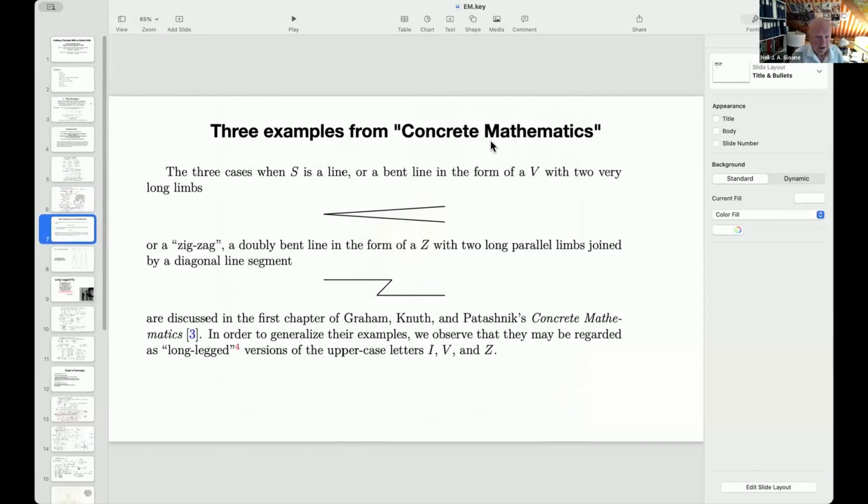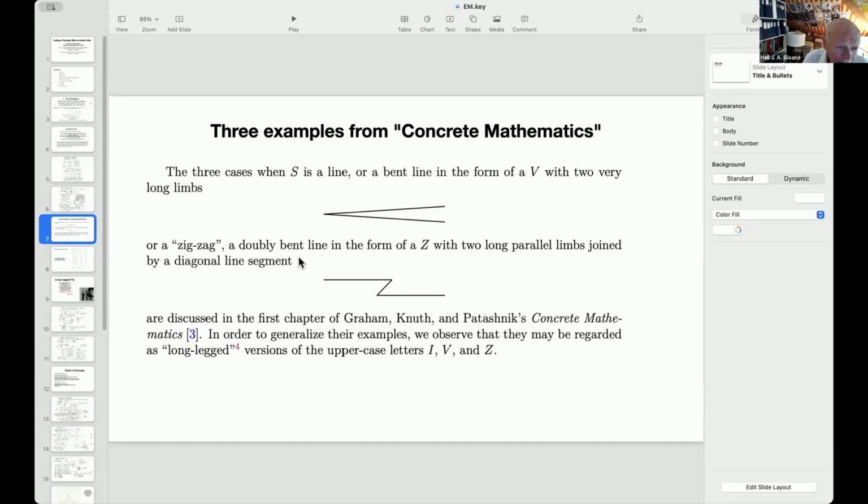And then this project really started when I was looking through Concrete Mathematics back in May, and I noticed in the first chapter they do 3 examples of this problem. They look at the straight line, the classic pancake problem. Then they do the case: what if your line is bent? If your knife is bent, so it looks like a V, but with very long arms. They call this a bent line.